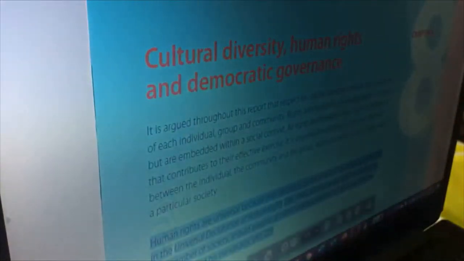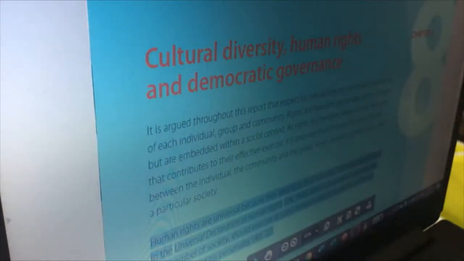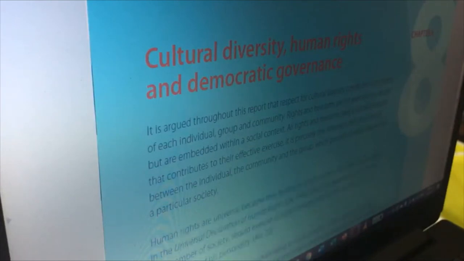This is the material. This chapter is titled Cultural Diversity, Human Rights, and Democratic Governance. However, we're just going to focus on the lesson on human rights here. So this is Investing in Cultural Diversity and Intercultural Dialogue from UNESCO. It was published in 2009. So let's start off with rights, right?